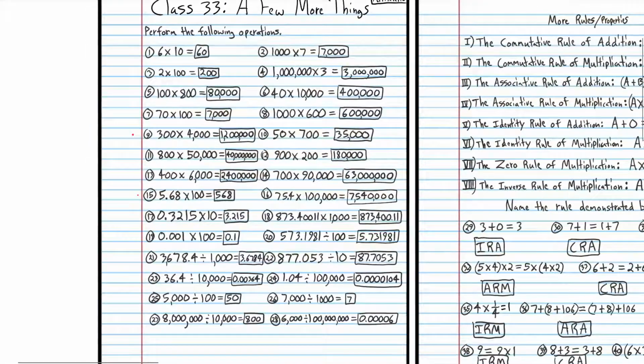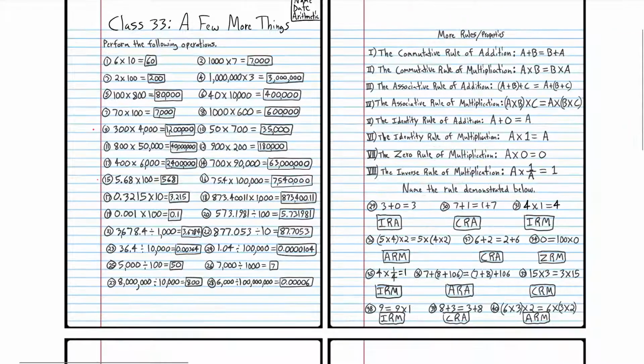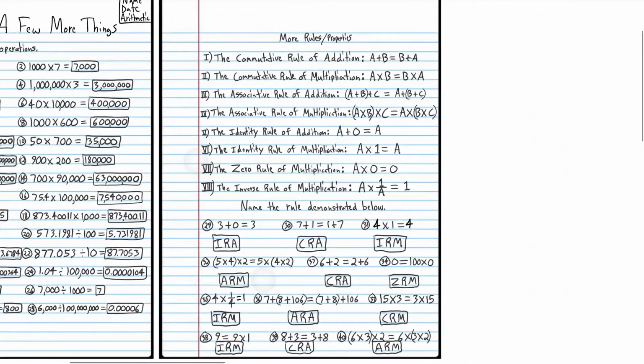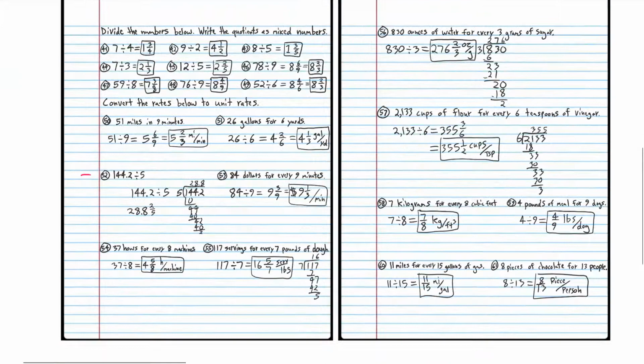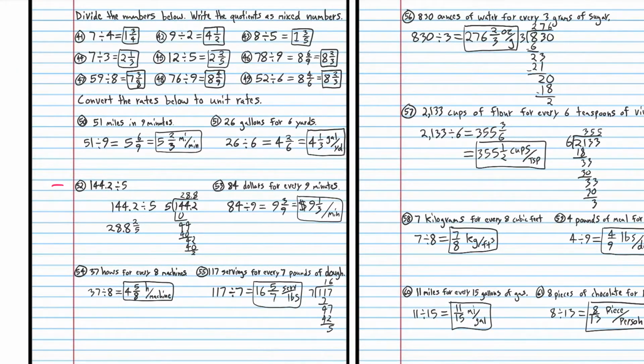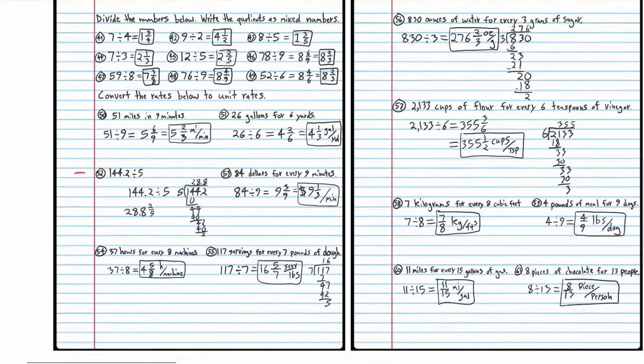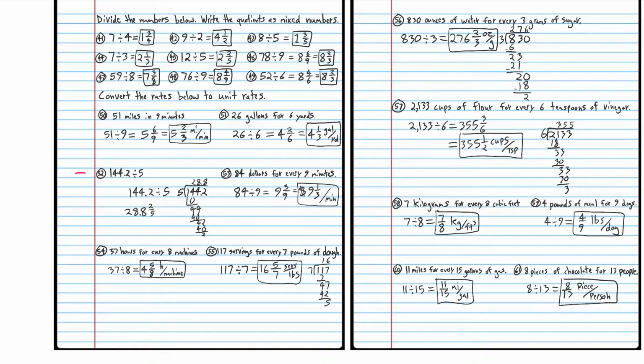So we learned 3 things. We reviewed multiplication and division of powers of 10, which we went over briefly, but we didn't go over much, so I wanted to go over it in more depth. We went over most of the rules of math, also called properties. So we learned how to name those and how to recognize them. And we went over this strange case of when you're dividing 2 whole numbers, you write the quotient as a mixed number. And we applied that to converting rates to the unit rate form.